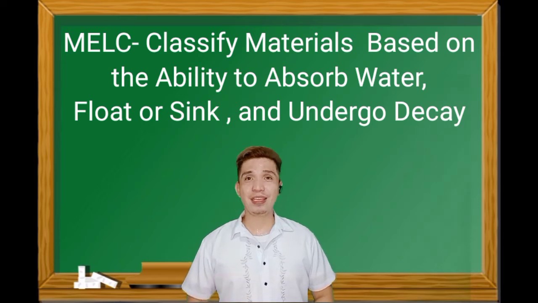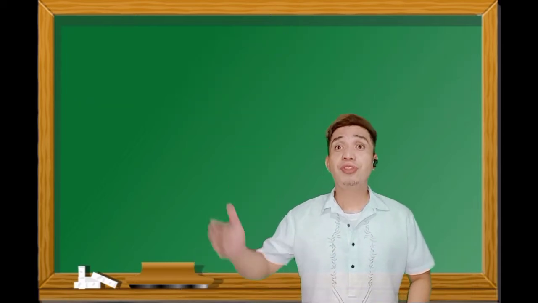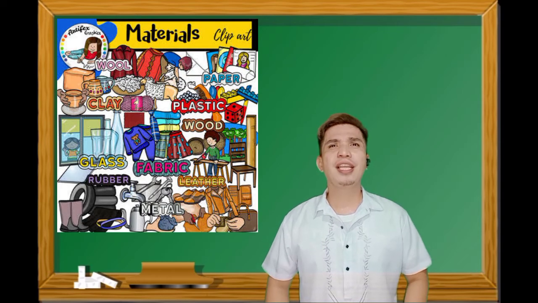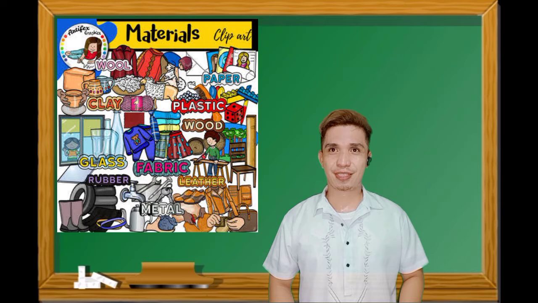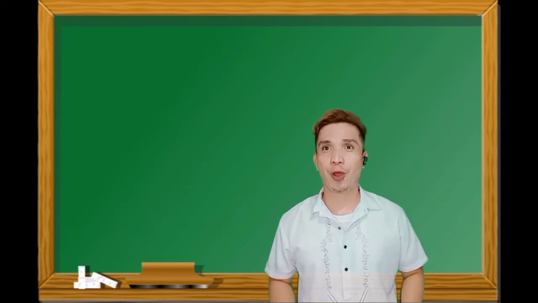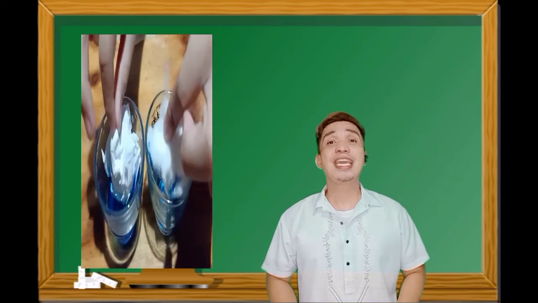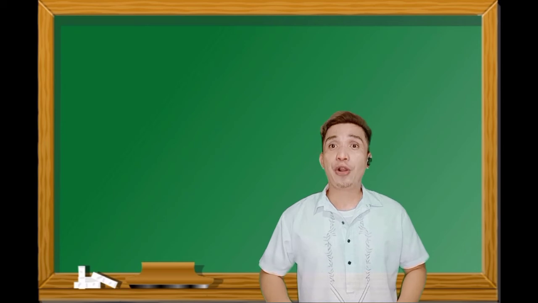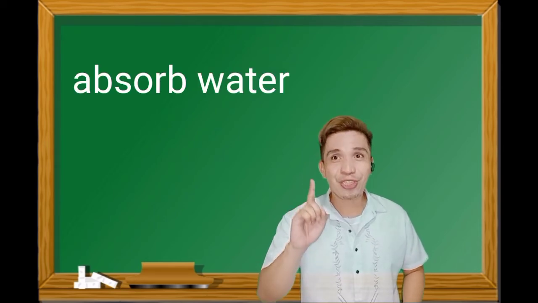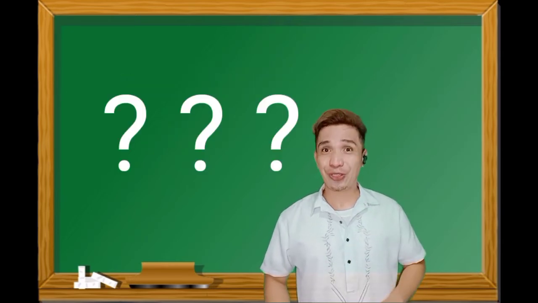Our MELC competency is to classify materials based on the ability to absorb water, float or sink, and undergo decay. In our environment, there are many different materials that can be classified according to their properties. Some materials can be classified based on their ability to absorb water, while some materials absorb water more than others. In this Lesson 1, you will learn more about how to classify which materials absorb water and which do not. Are you ready to learn?